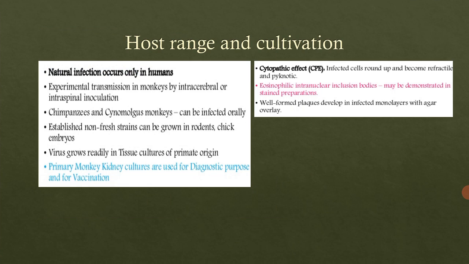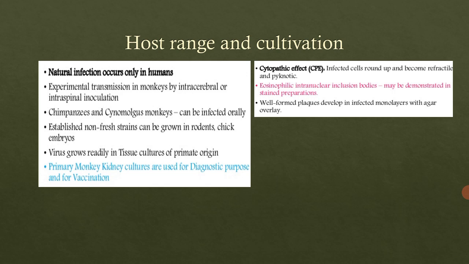All right, therefore while we inject the virus in vivo in the monkeys, which site are we using? Intracerebral and intraspinal inoculation. Then chimpanzees and cynomolgus monkeys can be infected orally. Some established strains have also been adapted for growth in the rodents and the chick embryos for cultivation.